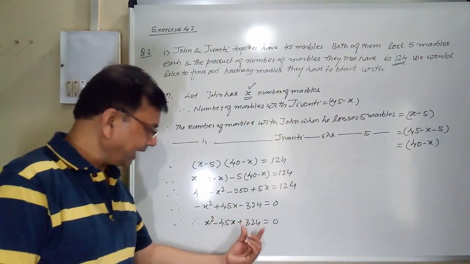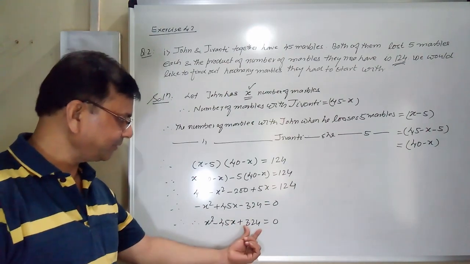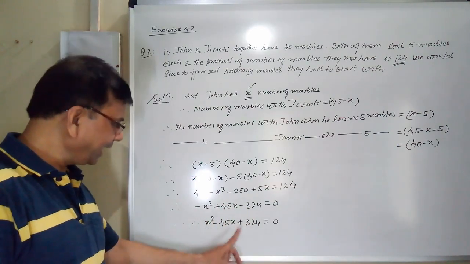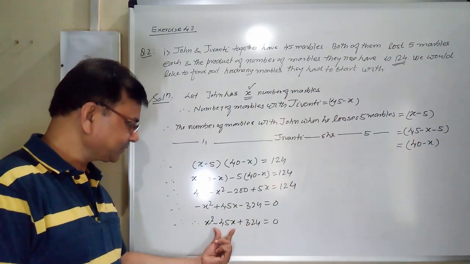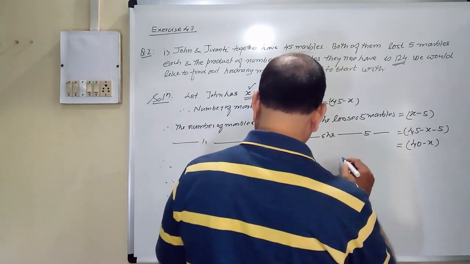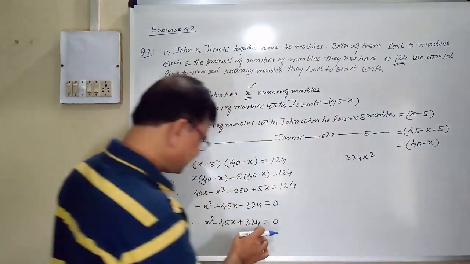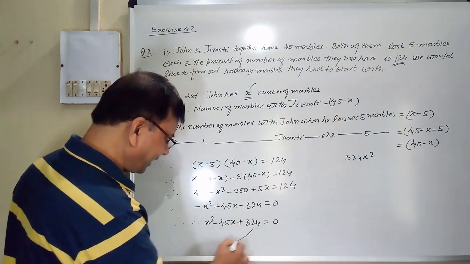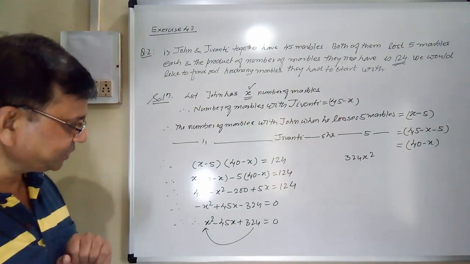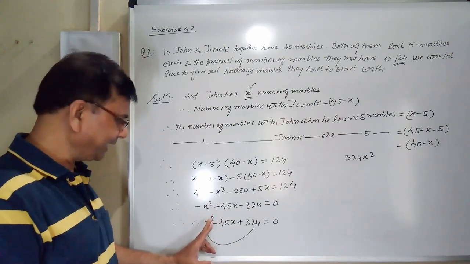Now again the procedure: we will factorize 324 such that the product will be 324 into X square and the sum will be minus 45X. So the first number is how much? 324X square. This 324 will be multiplied with this X square. This is the method of solving the quadratic equation. It is quadratic because the degree is 2, the highest power on the variable X.